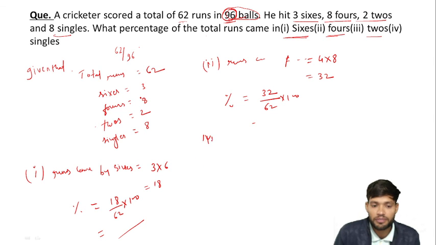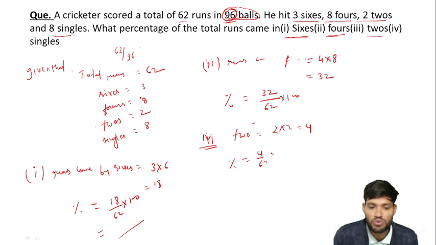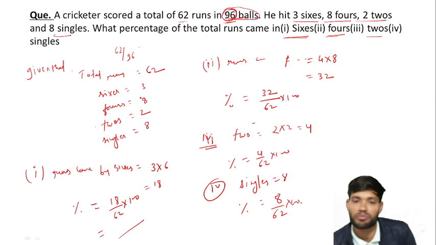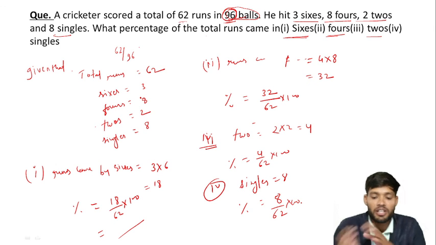Case number 3, twos. How many twos? 2 into 2, total 4 runs come from the twos. So the percentage will be 4 by 62 into 100. In case number 4, from the singles, the total singles are 8. So the percentage can be calculated as 8 runs out of 62 into 100. It will give the percentage run that came from the singles. So I hope this lecture is clearly understood by you. Is it clear in your mind?